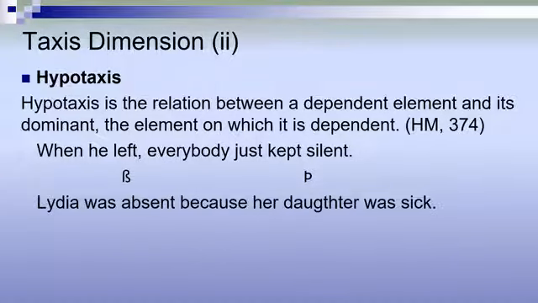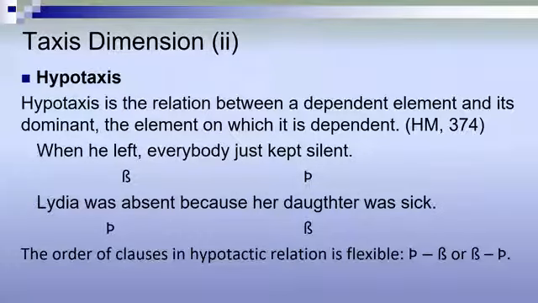Another example, Lydia was absent because her daughter was sick. Lydia was absent. The dependent element is because her daughter was sick, and the dominant element is Lydia was absent. Here, the order is alpha and beta. So the order of clauses in a hypothetical relation is flexible. We can have alpha and beta, or we can also have beta and alpha.